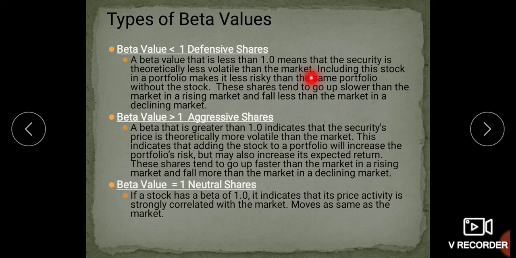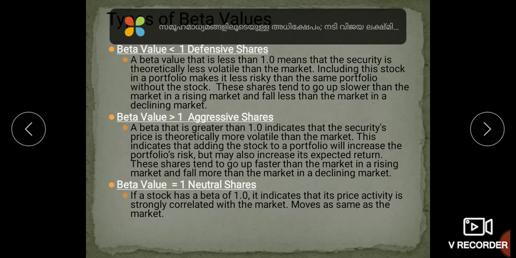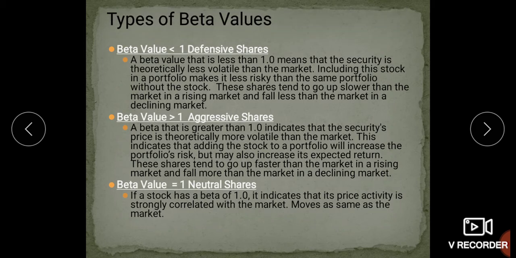That means the market will have a systematic risk, and this particular share is also having systematic risk. So the share's systematic risk is less than 1. That means these shares tend to go up slower than the market in a rising market and fall less than the market in a declining market.